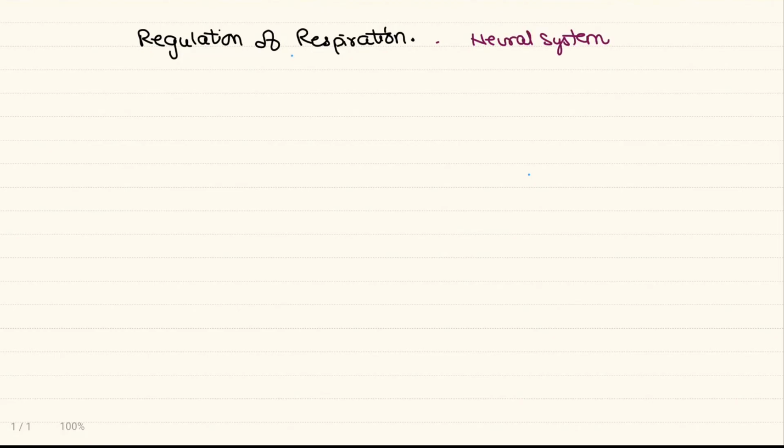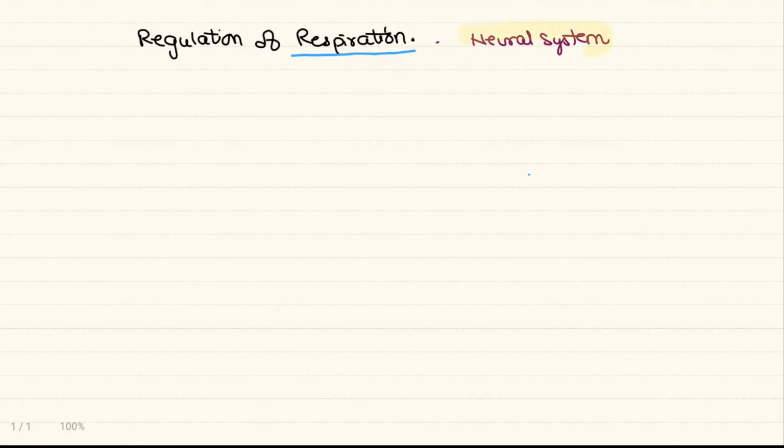Let's see the regulation of the respiratory mechanism. The respiration is completely controlled by the neural system. As you know, humans have the ability to maintain and moderate the respiration rate and the rhythm based upon the demands of the body. And this is completely under the control of the neural system.